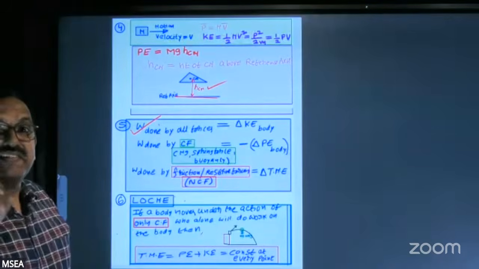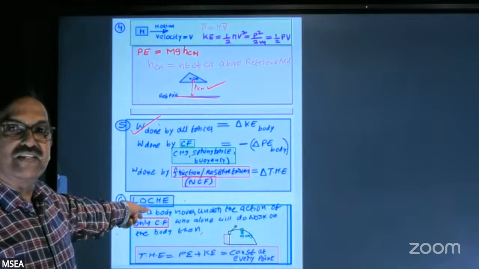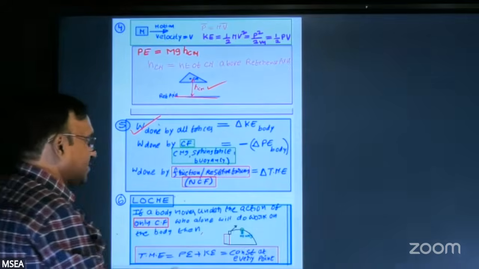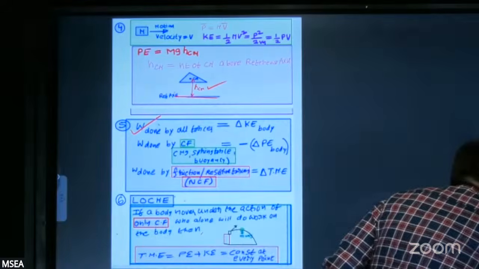NEET 2026 simple question is based on this sixth small point. Okay, we'll be discussing the bit. Just see. The next thing is that, see here.